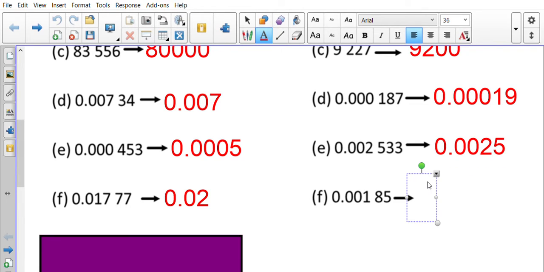The last one in question 2, there's your first significant figure, it's a 1. Your second one is an 8. Looking ahead at the third one, that's a 5, which means you're going to have to round your 8 up to a 9. So 0.0019 would be your final answer.